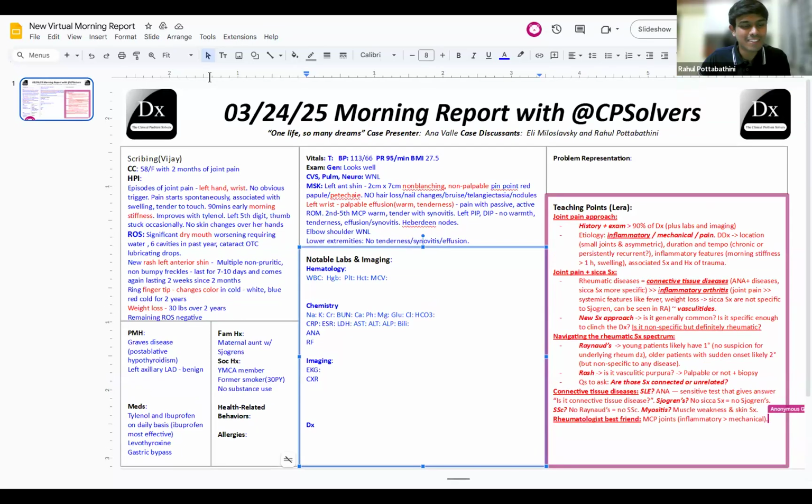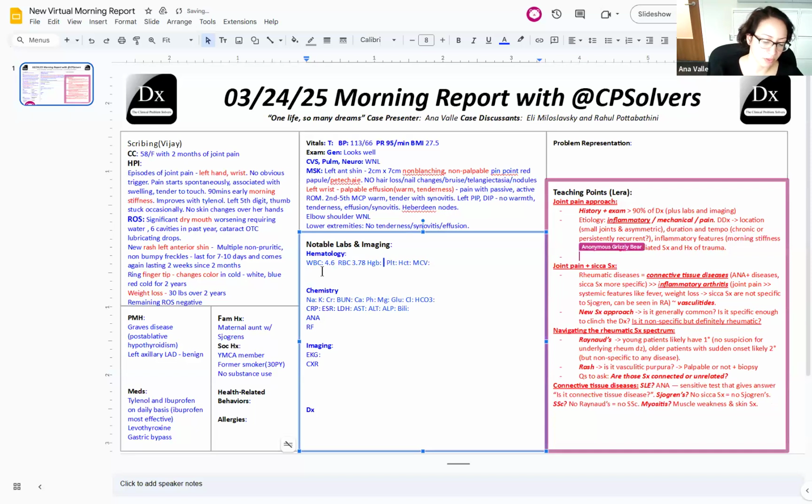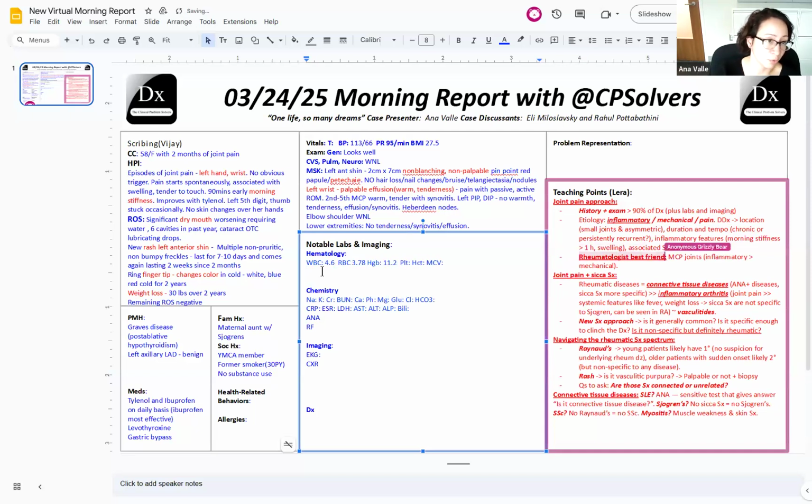Awesome. Over to you, Dr. Anna. Okay, so I'll move on to the labs. Starting with her CBC, her white count is 4.6, which is within normal limits. RBCs are 3.78. Her hemoglobin is a little low at 11.2, with our normal being 12 to 14.5, and this is a normocytic anemia with an MCV of 92.6. Her platelets were 276, within normal limits.